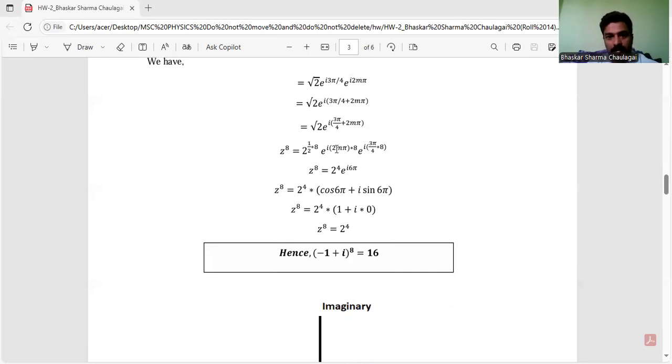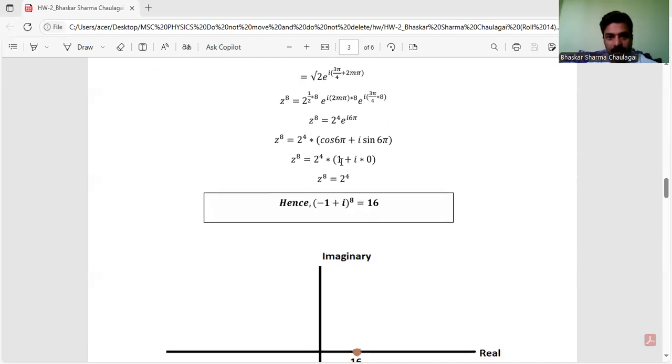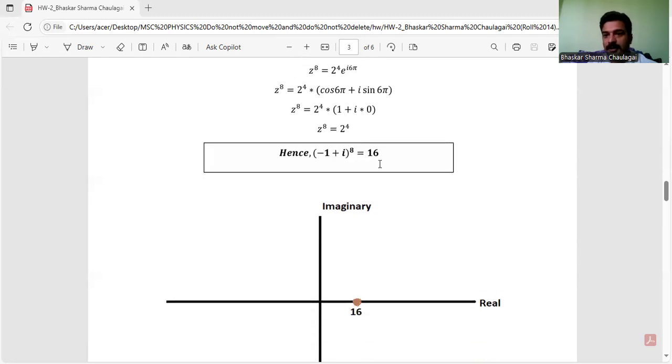So after we compute this equation, we will get the result as z to the power 8 equals 2 to the power 4 e to the power i 6 pi. And after that, we can write in the extended form as 2 to the power 4 times (cos 6 pi + i sin 6 pi). And eventually, we can write cos 6 pi as 1 and the value of sin 6 pi as 0. So the only result that we can get from this given complex number is 16.